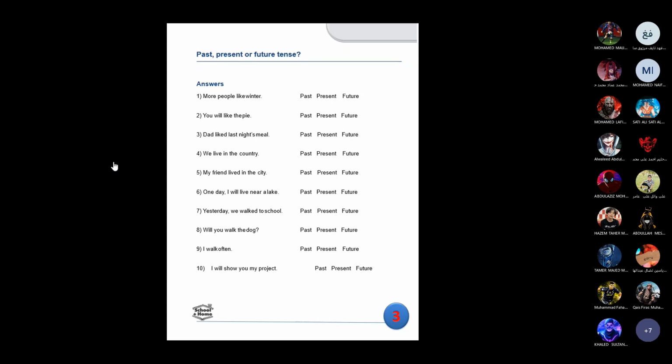Okay, guys, right now, solve this page from 1 to 10. Just write the answers. That means you write the verb, for example, write like, and in front of the verb, write it's present or future or past. That's it. Write from 1 to 10 in your copybook and send it through the WhatsApp group right now, guys. Solve this page by yourselves.